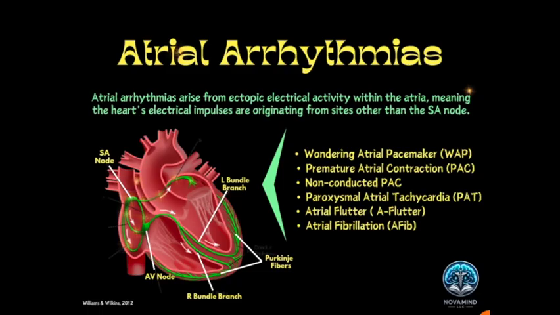Atrial arrhythmias arise from ectopic electrical activity within the atria, meaning the heart's electrical impulses are originating from sites other than the SA node. These arrhythmias can vary in severity, from benign conditions to potentially life-threatening scenarios, depending on how they affect cardiac output and lead to symptoms like palpitations, dizziness, or more serious outcomes.